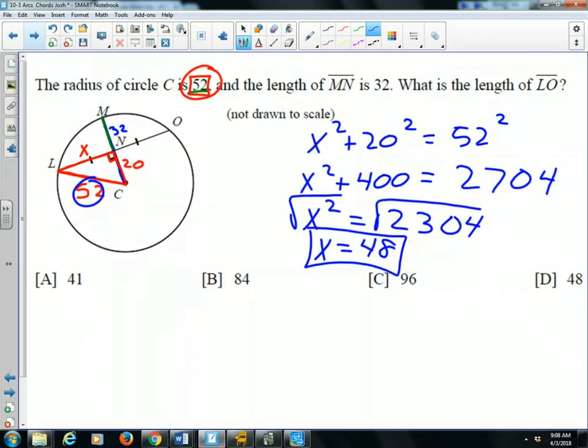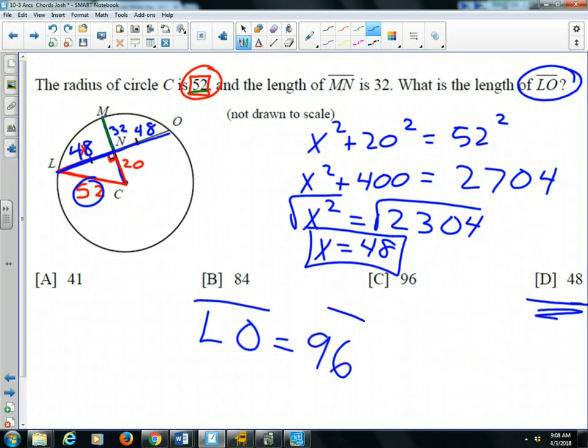And notice how 48 is one of our options, and people do this all the time, but that is not the correct answer, because that's the length of LN. LN is 48. We want the length of LO, right? So if x is 48, and CM is perpendicular to LO, it bisects that segment, so this one is also 48. So what is 48 plus 48? Segment LO is 96. So make sure you're aware of that as you're doing your homework.